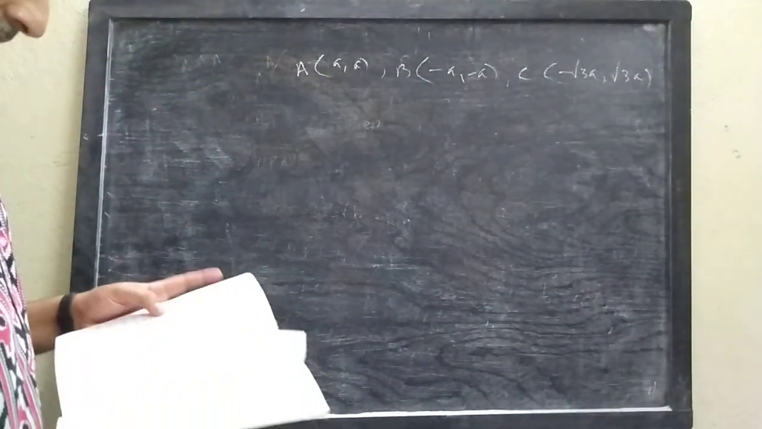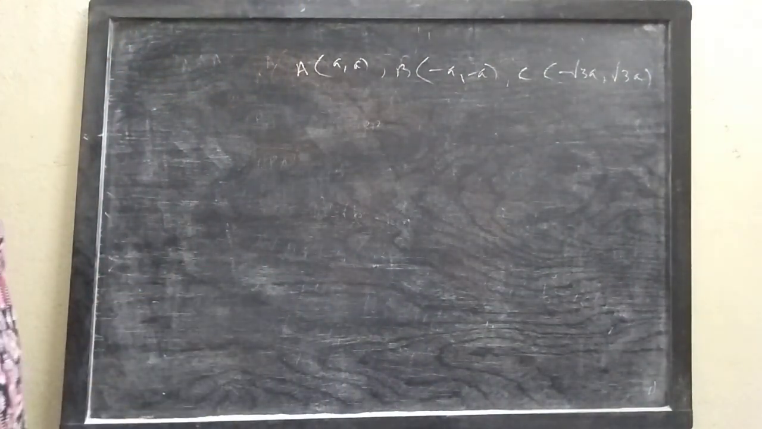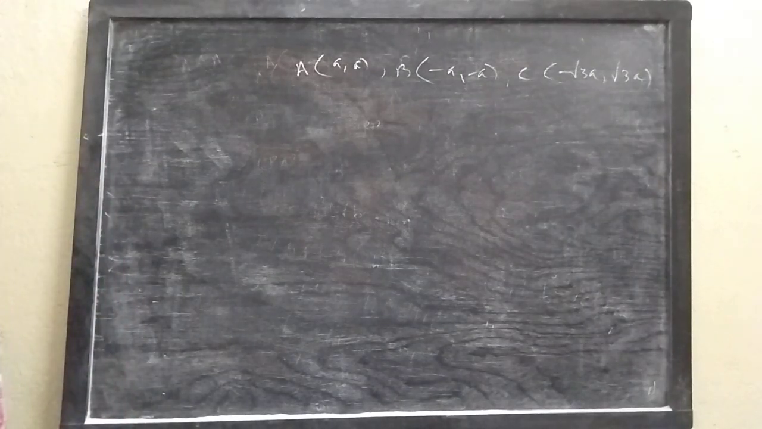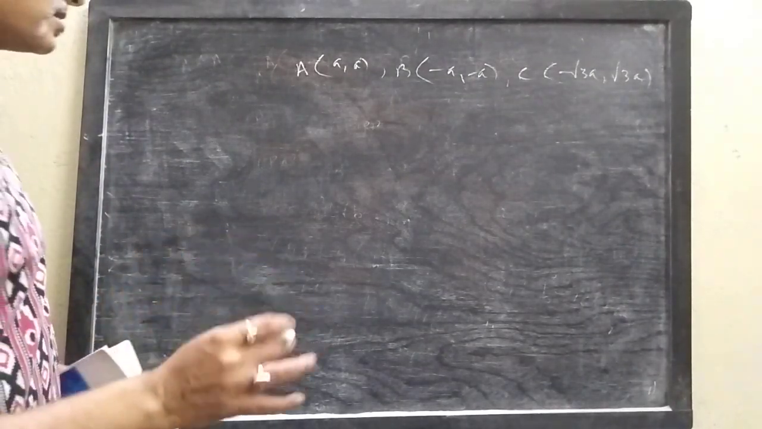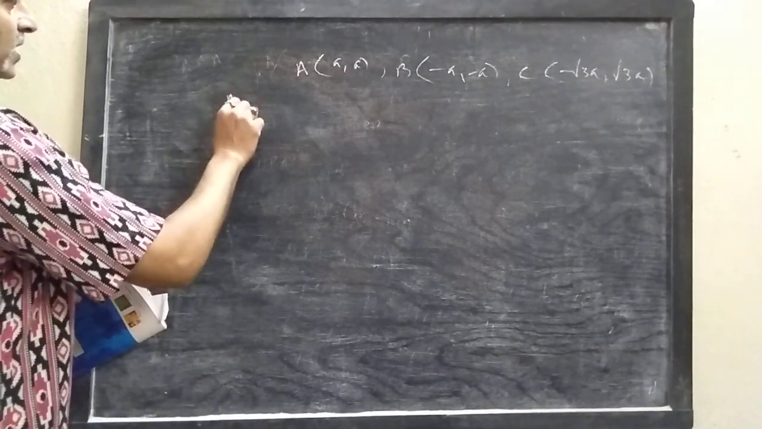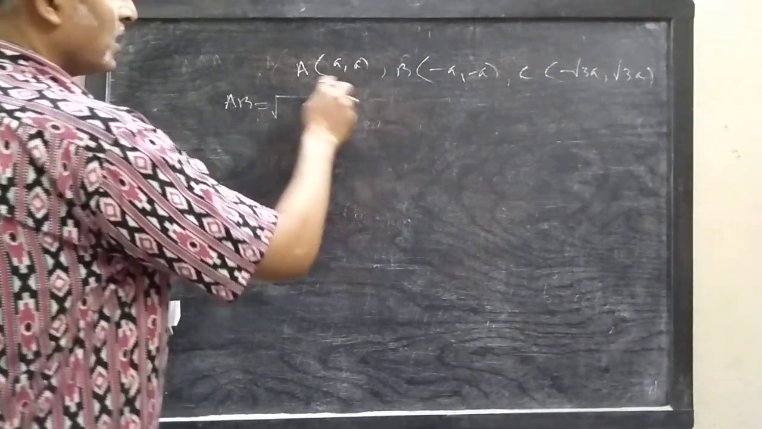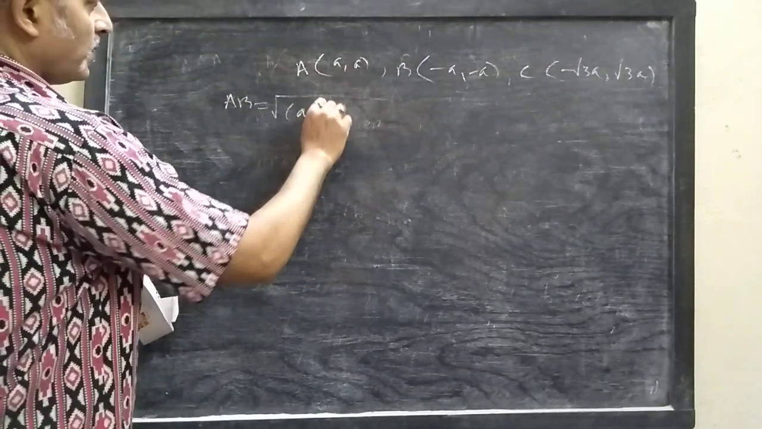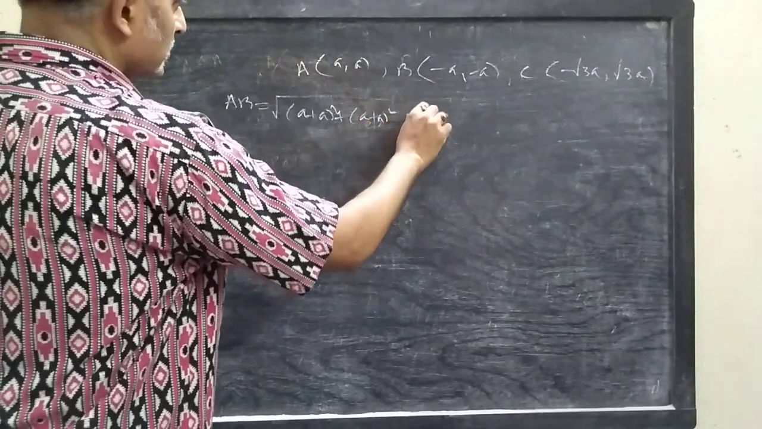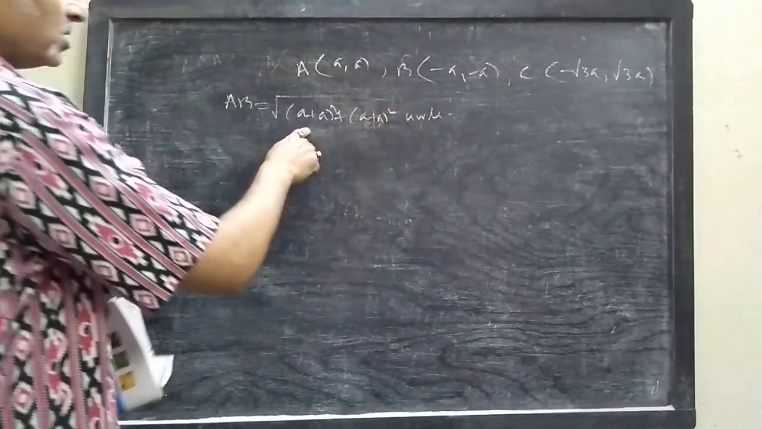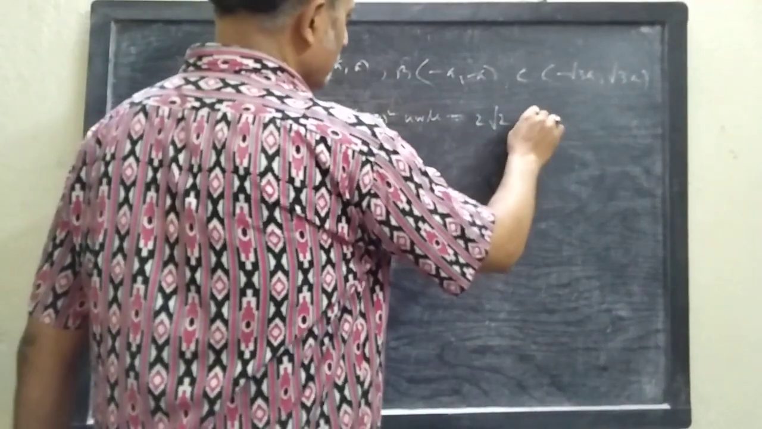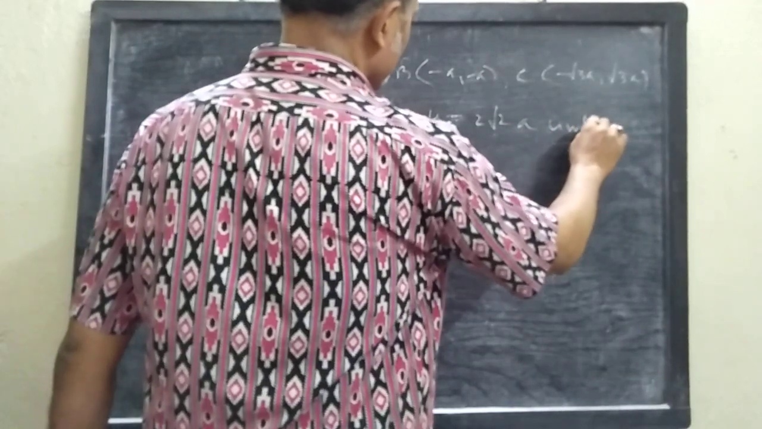These are 3 points and you have to show they are vertices of an equilateral triangle, and hence find the area of the triangle. So you have to first find the lengths of the 3 sides of the triangle. First find AB. This will be (a + a) whole square plus (a + a) whole square units. Look, this is 4a square, this is 4a square, 8a square. So ultimate length becomes 2√2a units.